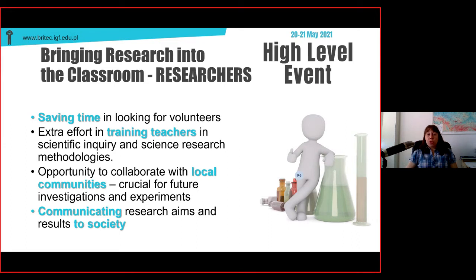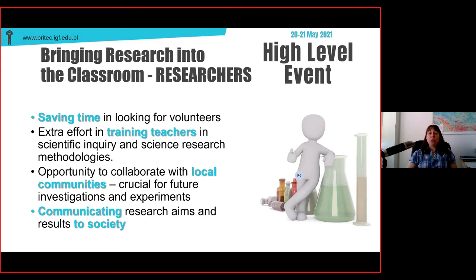As regards researchers, such collaboration helps them to save time in looking for volunteers, but also, on the other hand, as non-professional participants are included in the scientific process, some extra effort and time is needed for proper training of teachers.